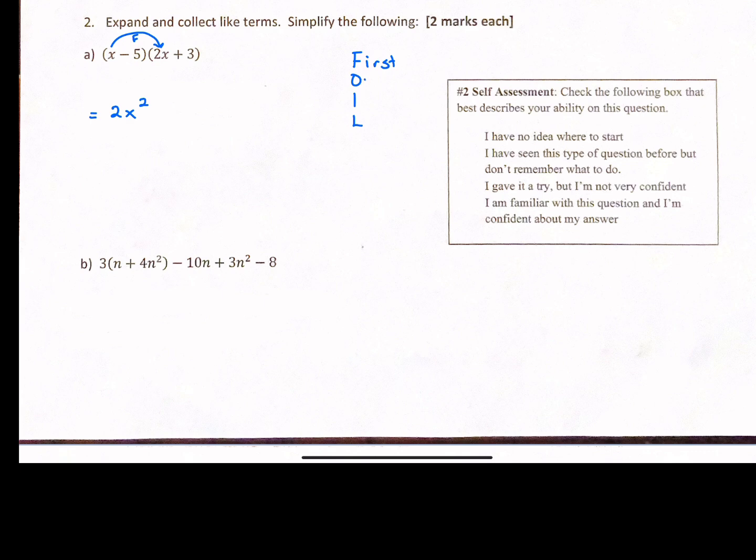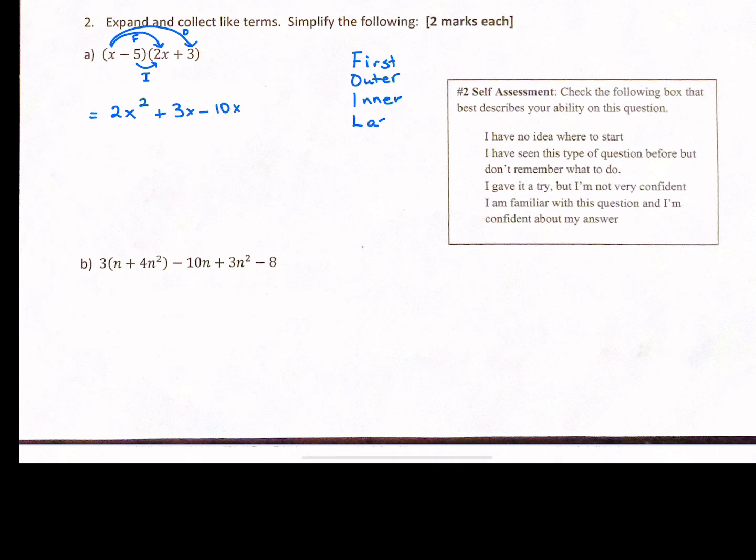O in FOIL stands for outer or outside. So we're going to multiply x by positive 3. So there's our O. X times positive 3 is a positive 3x. I stands for inner or inside. That means the 2 inside terms in those sets of brackets are going to be multiplied together. So in this case, it's a negative 5 because we pull the sign in front times positive 2x. So that's going to give us a negative 10 of those x's.